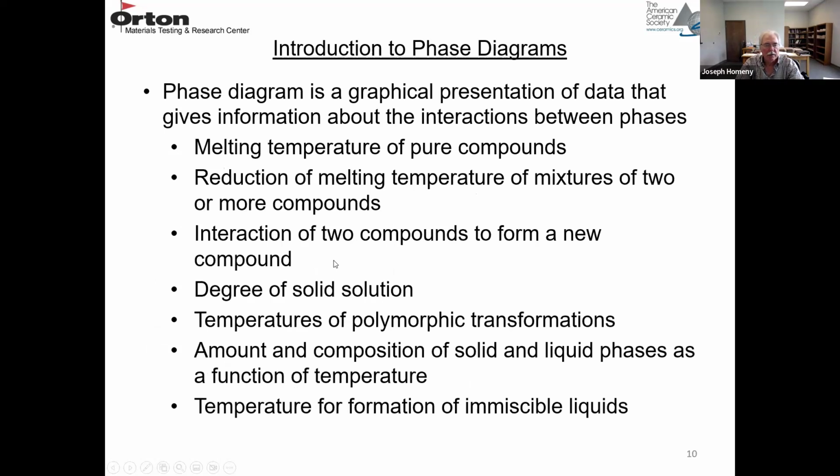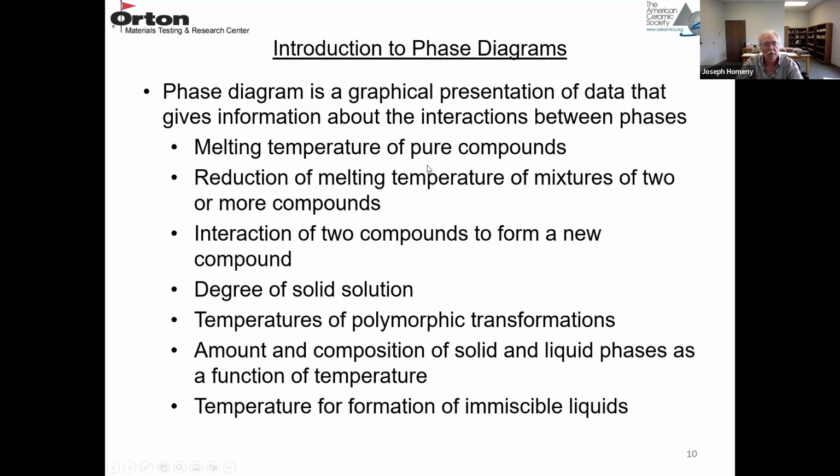So a phase diagram is a graphical presentation. It's basically a map as a function of temperature and composition, and it maps out the phases that are present, whether they're solid or liquid, and you can determine concentrations and percentages of different phases. So it's a graphical presentation of data that gives information about the interaction between the different phases.